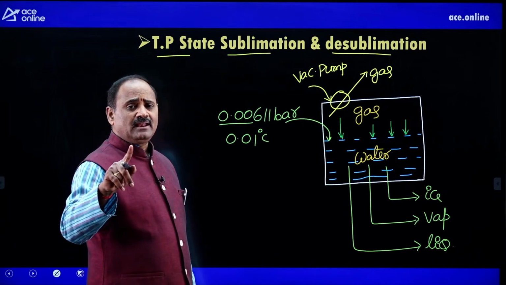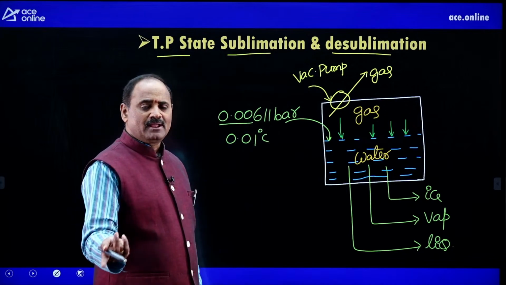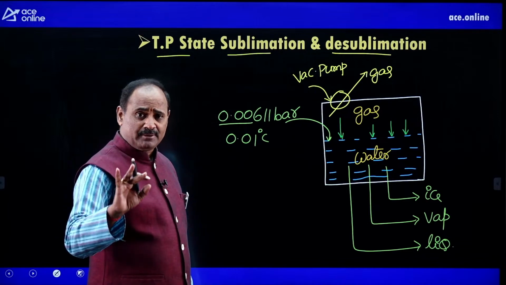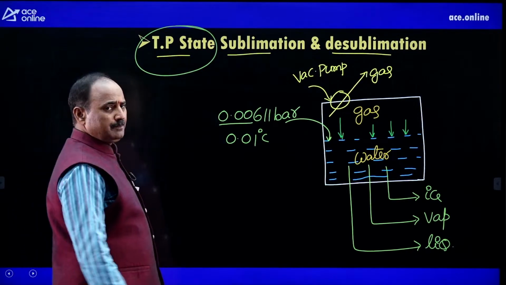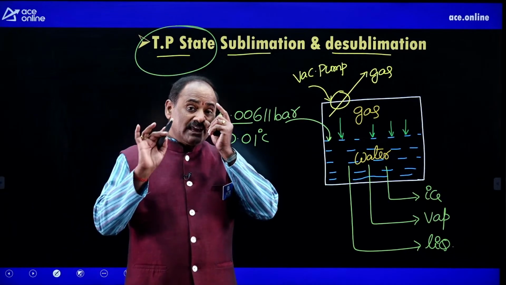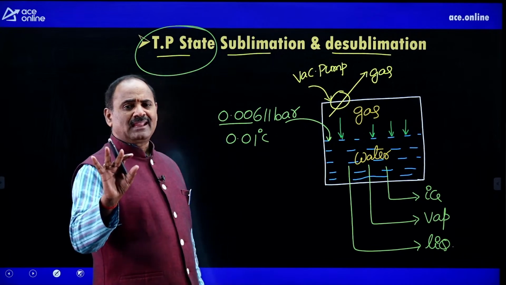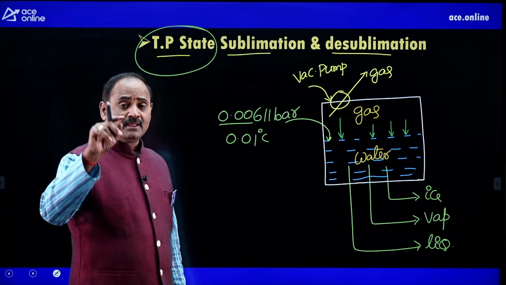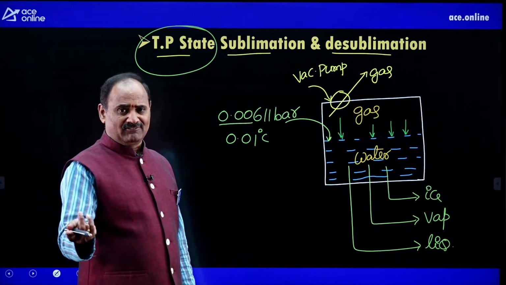If any system is maintaining thermal equilibrium, mechanical equilibrium and chemical equilibrium, then that system is said to be under thermodynamic equilibrium. From this the conclusion is triple point state is the best example for thermodynamic equilibrium. Got that point? The system is said to be under thermodynamic equilibrium if it maintains thermal equilibrium, mechanical equilibrium and chemical equilibrium.